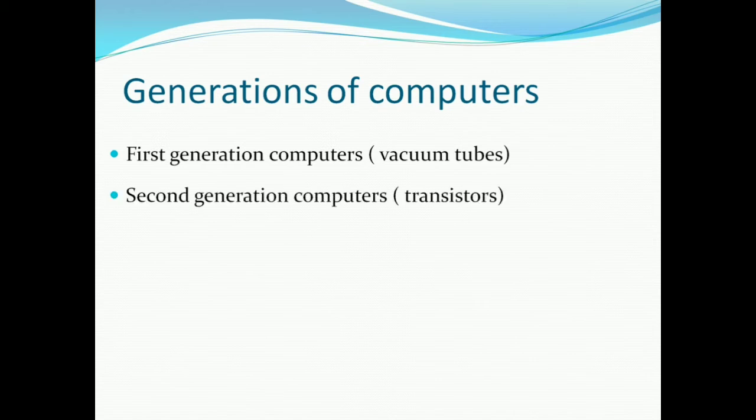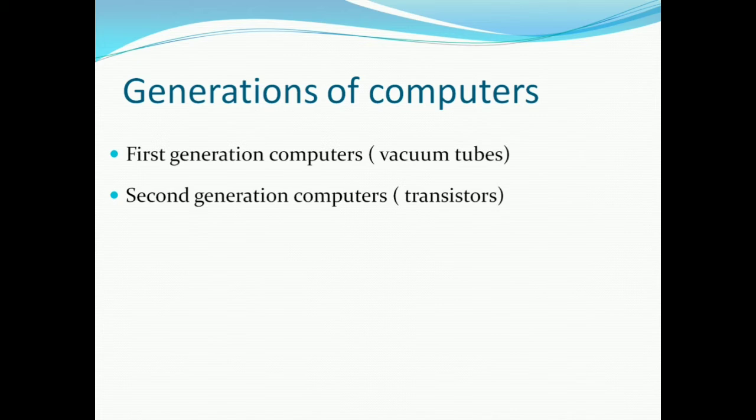When we move to the second generation computers, they used transistors instead of vacuum tubes, and also they were much smaller in size than the first generation computers. The second generation computers used punched cards and magnetic tapes for input and output of data. They were faster, cheaper and more efficient than the first generation of computers.